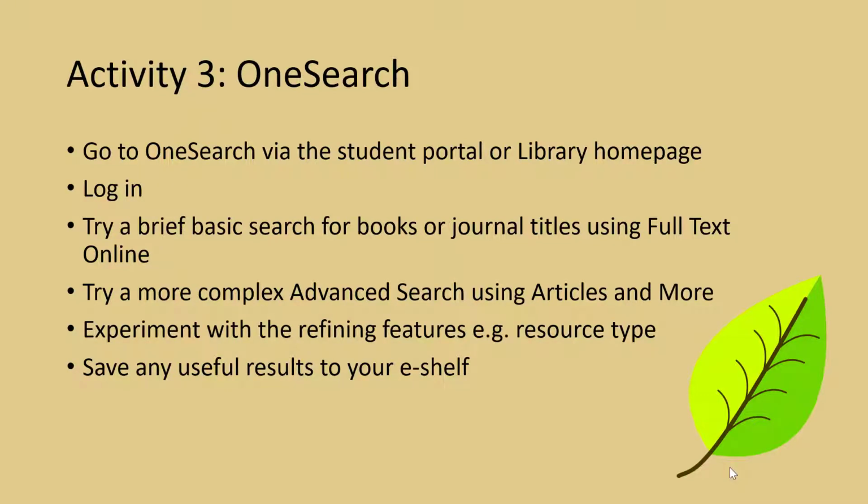Okay, so now it's your turn. So you may want to pause the video in a moment and go to OneSearch via the student portal or library homepage, log into OneSearch and try a basic search for books or journal titles using full text online, and that means that you are looking for any material that's readily available electronically. And then try a more complex advanced search using articles and more, and experiment with the refining features on the right hand side, for example the resource type or subject or by year, and save any useful results to your eShelf. So pause the video now.